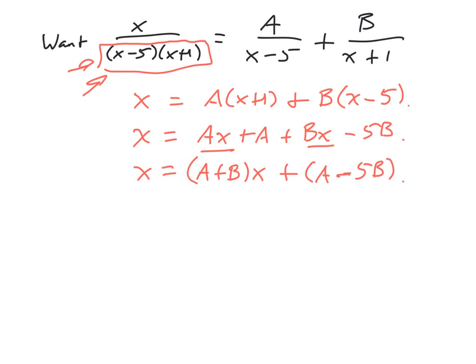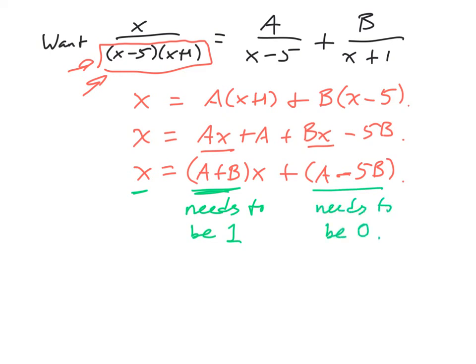All right? So what this means is that if these are going to be exactly the same function of x here, then that means that this needs to be 1, so that that term matches this term, and this needs to be 0. Okay? So I'm going to solve the system of equations a plus b equals 1 and a minus 5b equals 0.